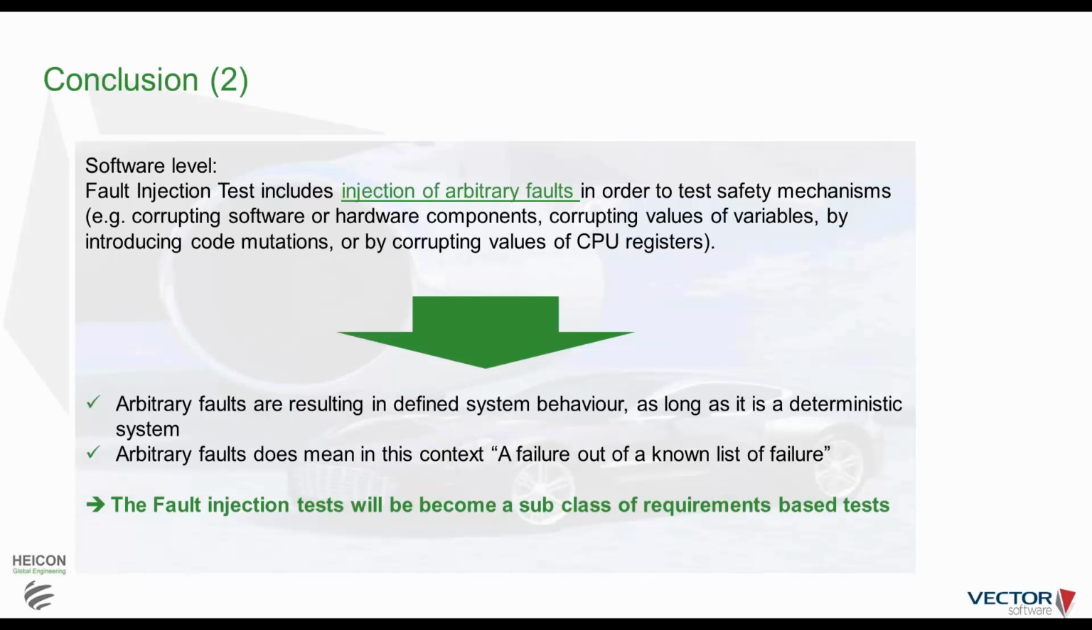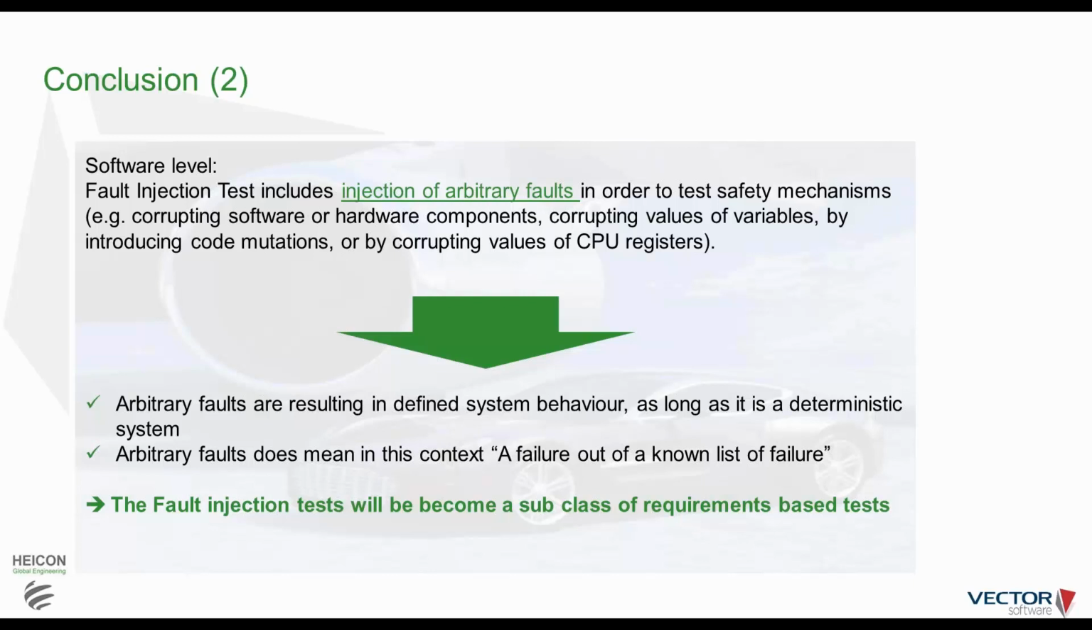In this presentation, in this statement, we are not talking about new things like other systems where we have intelligent, self-learning systems and so on. If we have such a system, we will get, from my point of view, a different functional safety setup. This is outside of this presentation. So we have a deterministic system, so we know how it's behaving. Arbitrary faults means, in this context, a failure out of a known list of failures. That's what I would call arbitrary faults.